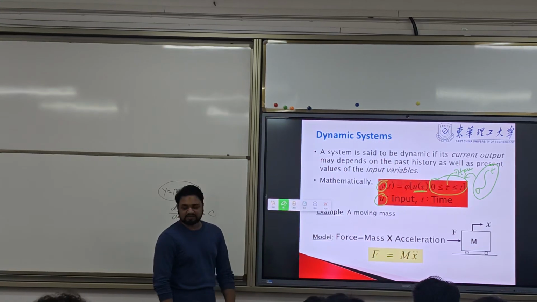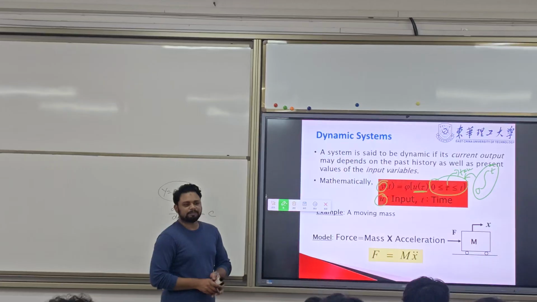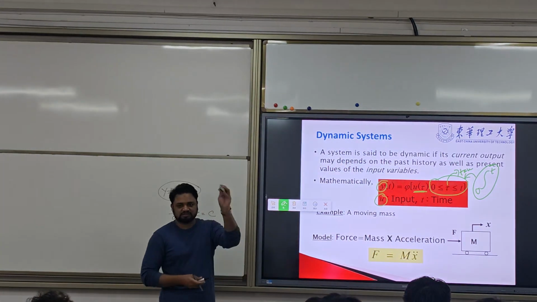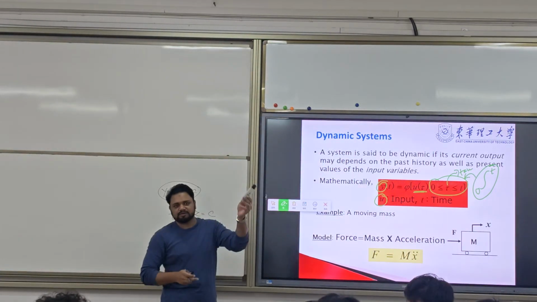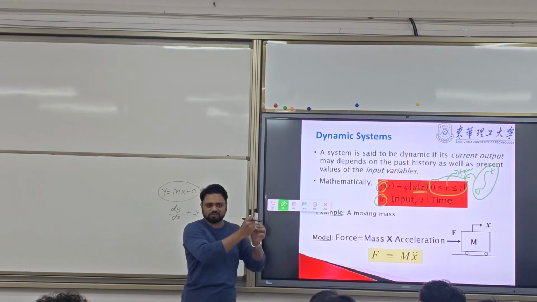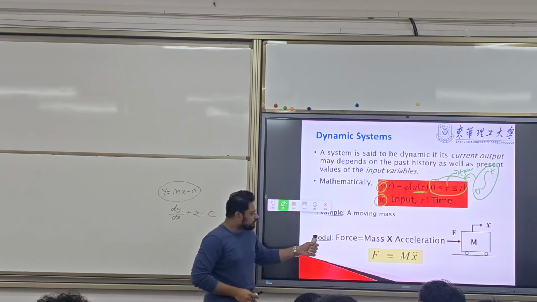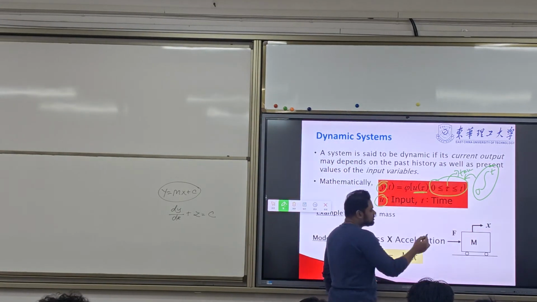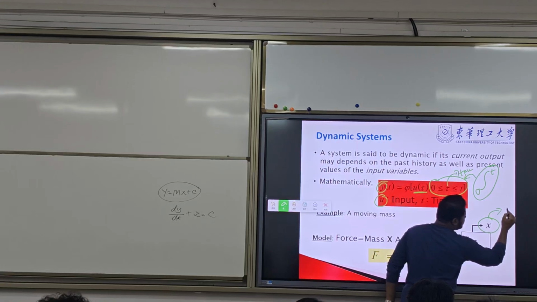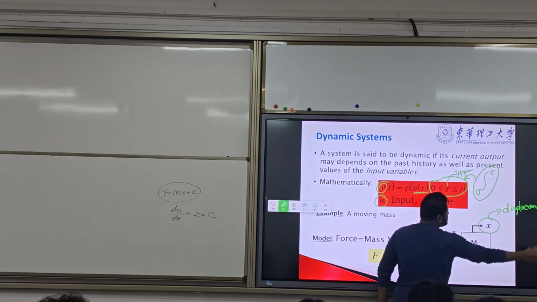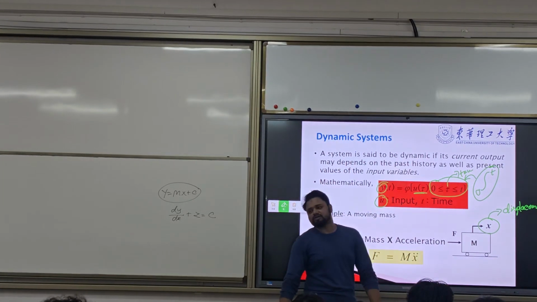One example, a moving mass. Suppose you apply a force to a mass or anything. Suppose this object has a mass m. So you apply a force, and it will displace. It will change the position. While you apply a force, it will change the position. This position, the displacement, we call it x.